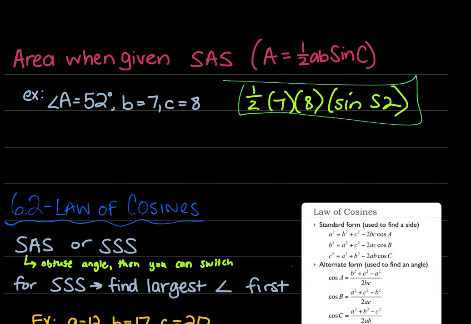If people got this question wrong on their quiz, it's because they put cosine here. Okay, area does not involve cosine. It's sine. So this would be sine of 52. Area here is 22.06. And it didn't give me a unit. It would just be unit squared if there was one.